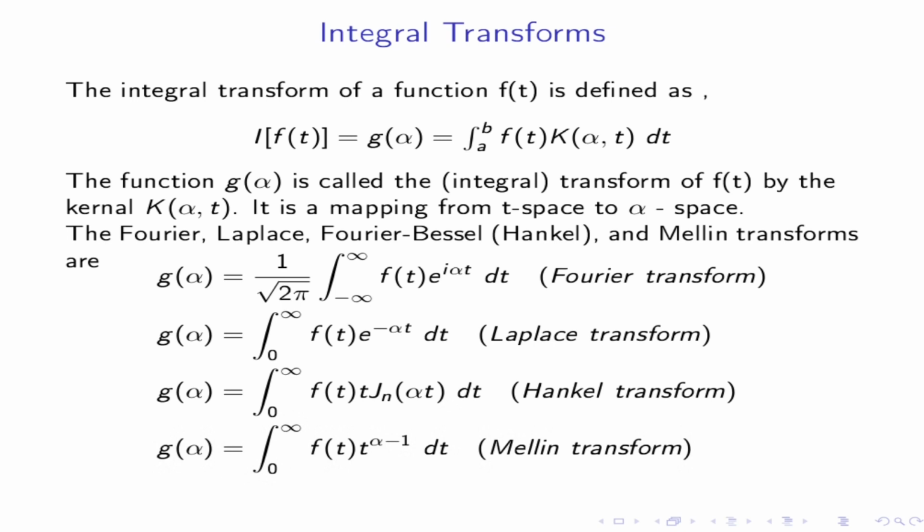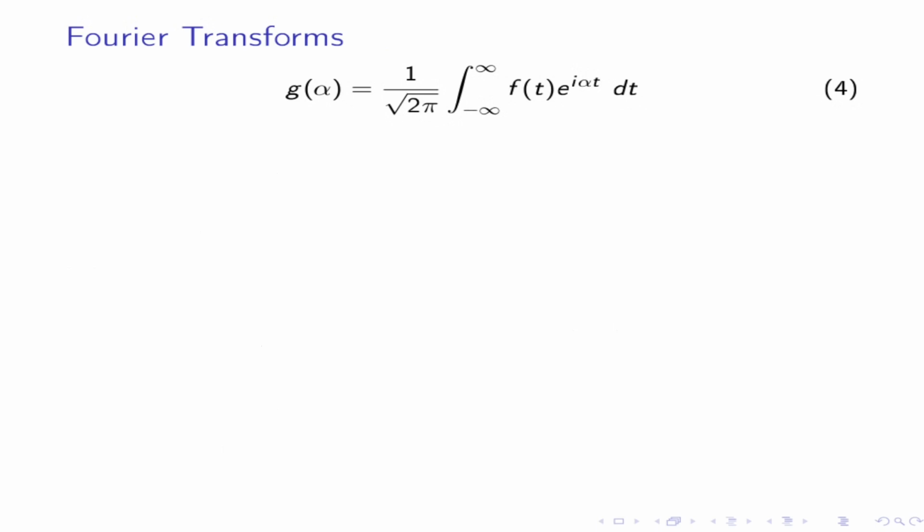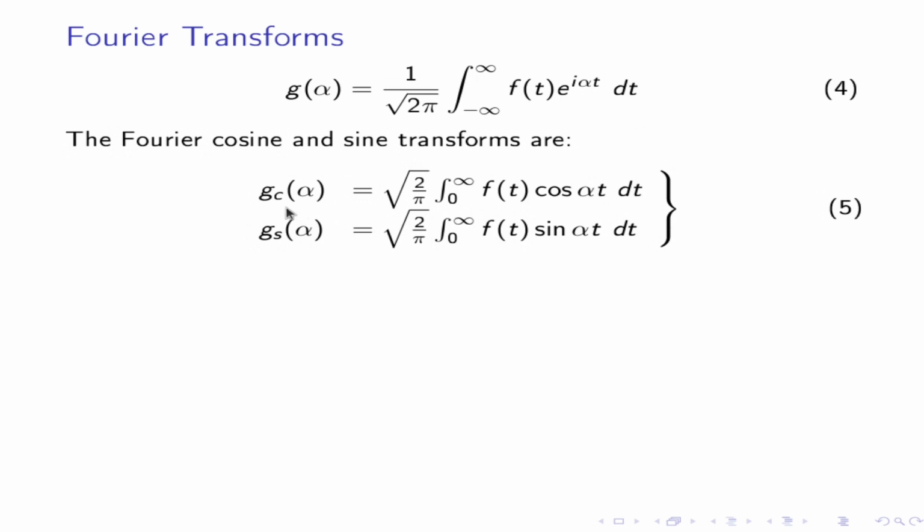Here we are discussing the Fourier transform. The Fourier transform g of alpha is equal to 1 over root 2 pi integral from minus infinity to infinity of f of t e raised to i alpha t dt. The Fourier cosine and sine transforms are: gc of alpha, that is the cosine transform, is root 2 by pi integral from 0 to infinity of f of t cos alpha t dt, and the sine transform gs of alpha is root 2 by pi integral from 0 to infinity of f of t sin alpha t dt.